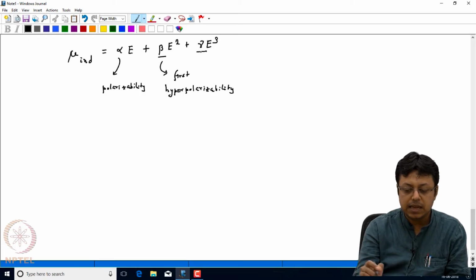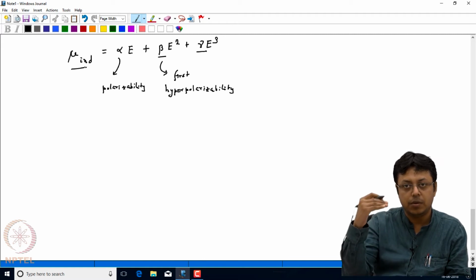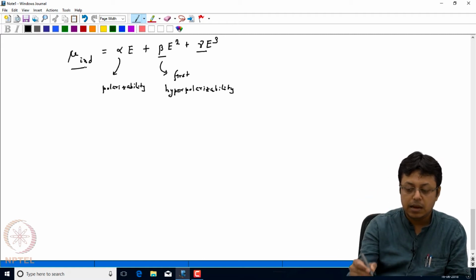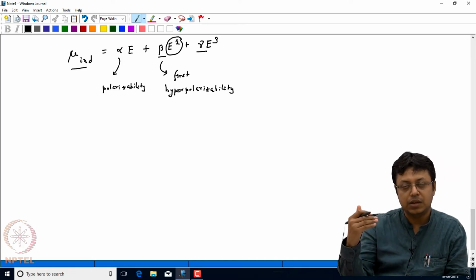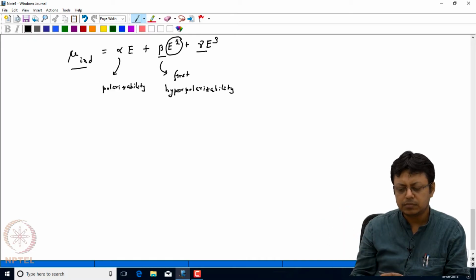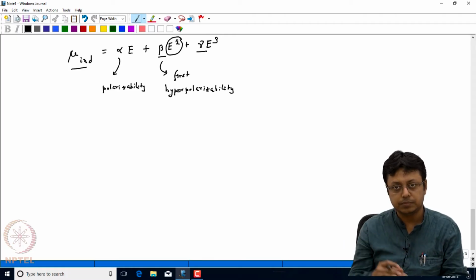Now, you can see that mu induced is a vector. So, it will always have three components, mu x, mu y and mu z. Now, if I have E square here, then I will have E x, E y, E z, and I will have basically twice of that, and then you can think that the dimension of beta will not be just a 3 by 3 matrix. So, it will be a higher order matrix, and in general we call those tensors.